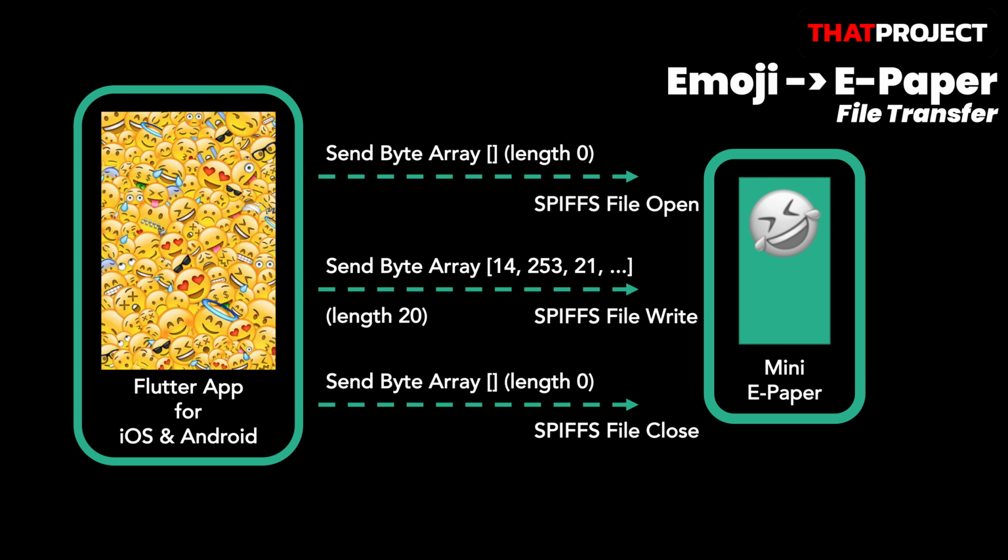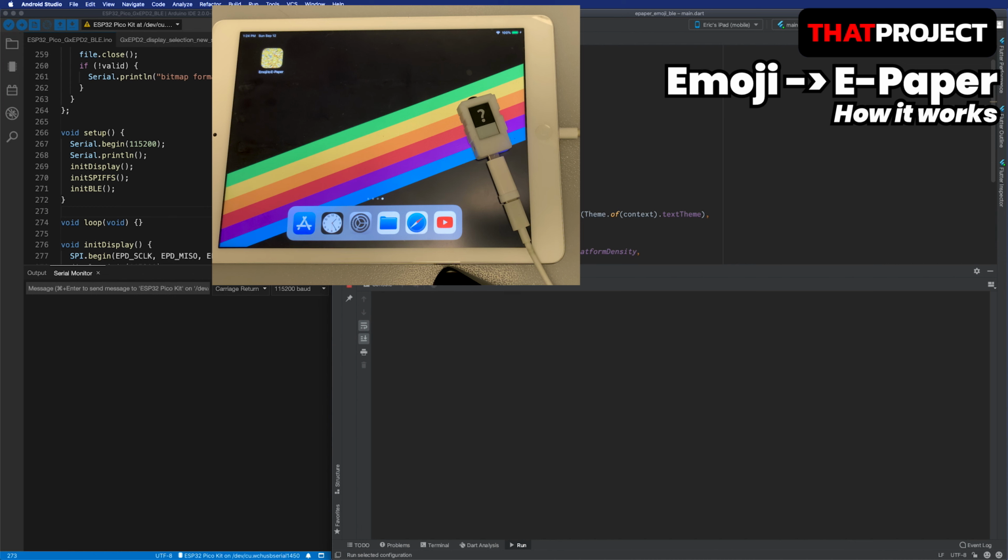Let's find out about the file transfer through BLE. The app sends data with a length of 0 to notify the start or end of the transmission. If it sends data with a length of 0 for the first time, SPIFFS prepares to write the file. Now the app sends the created bitmap image sequentially by 20 bytes. ESP32 stores the transmitted byte array in order to the file. When sending is done, the app sends data with a length of 0 again to inform that it's the end of the transmission. Then ESP32 closes the file and updates the screen with this file. This is all. I will show you how it actually works.